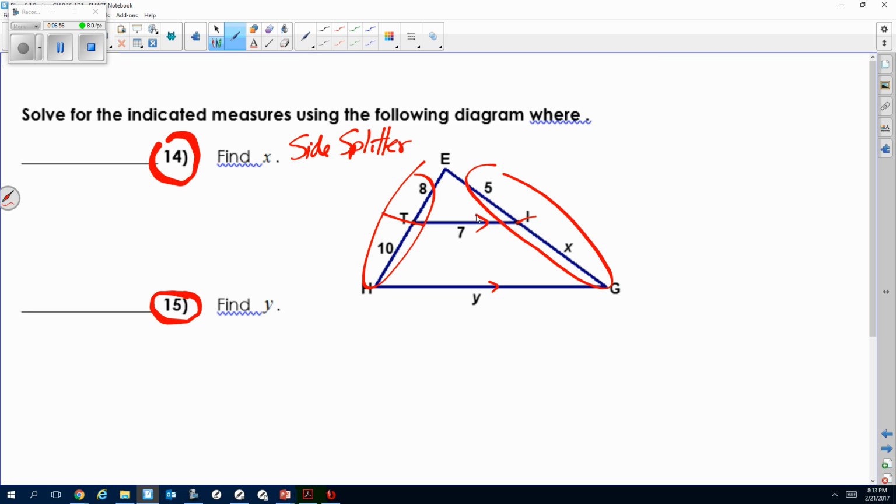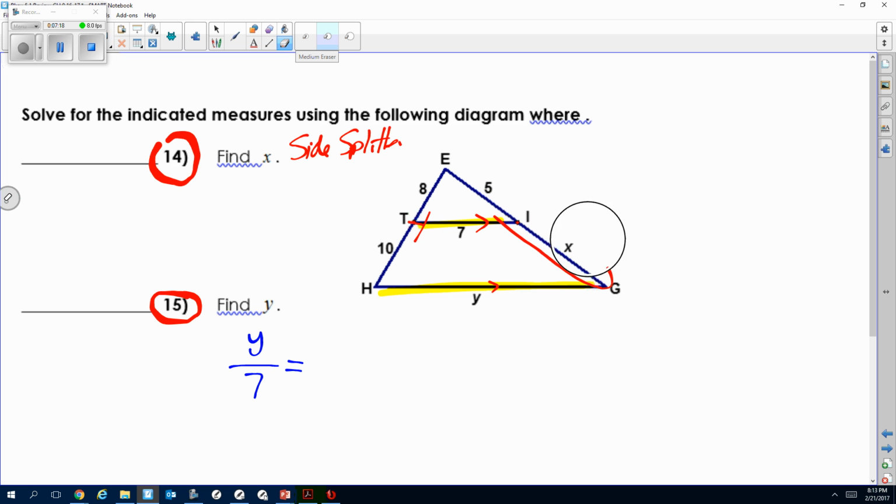if you look here, this y is horizontal. It's parallel to that 7. So the parallel parts are going to go together. But if I'm going y is to 7, I need to find a part. I'm going to take off the side splitter information so we can see what I'm talking about. This happens whenever I see these parallel lines. This y is in the whole triangle. So we have to be using the triangle EHG.